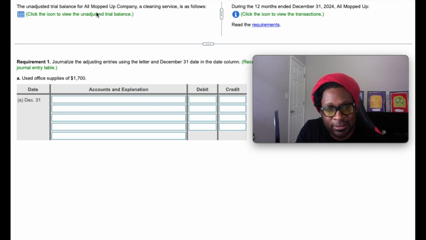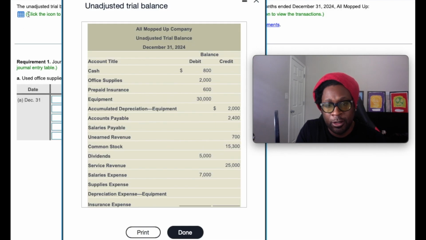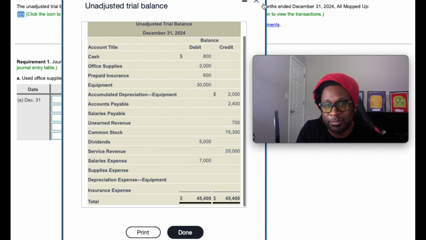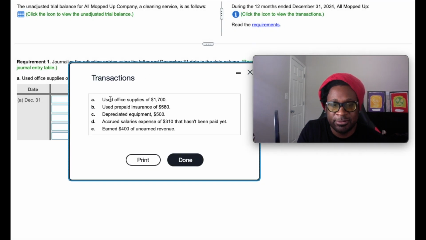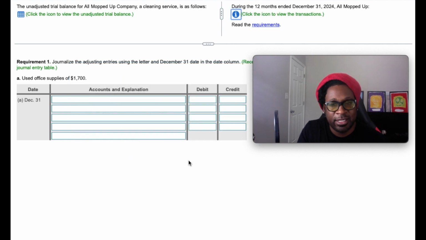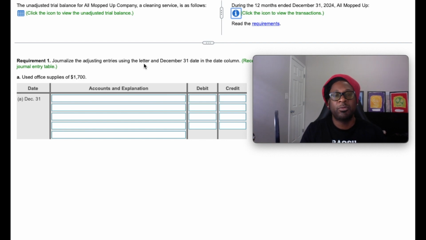So it tells us the unadjusted trial balance of All Mopped Up Company Cleaning Services is as follows. Let's see what this trial balance is looking like. Okay, so we have an unadjusted trial balance. And then it says during the 12 months ended December 31st, All Mopped Up had the following transactions. Okay, we have 5 adjusted transactions. All right, it tells us first to journalize the adjusted entry using the letter and December 31st date for the column. Okay, so before we go into this game, I wanted to share a few tips with you.